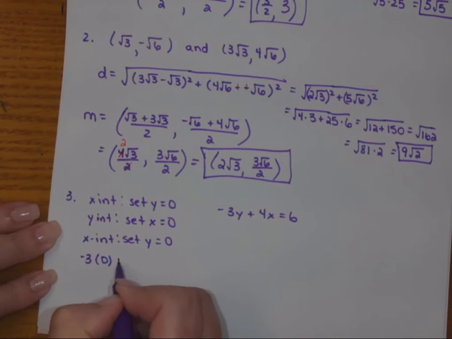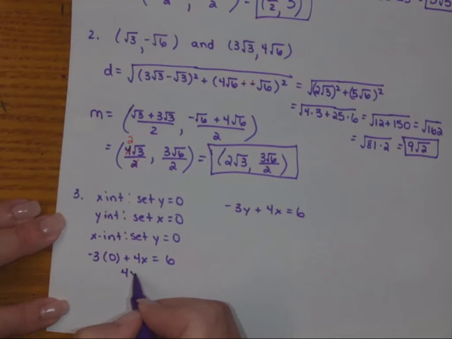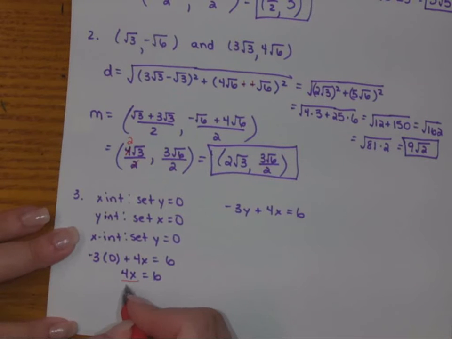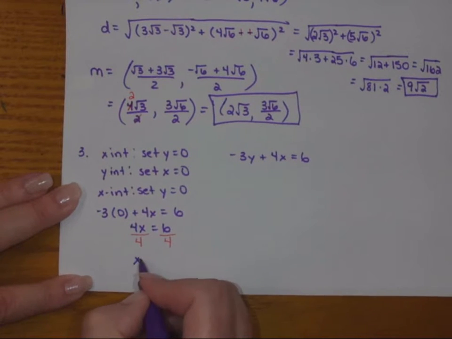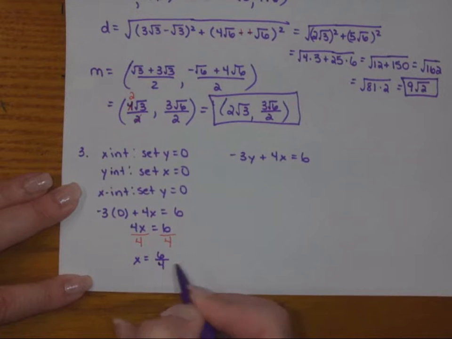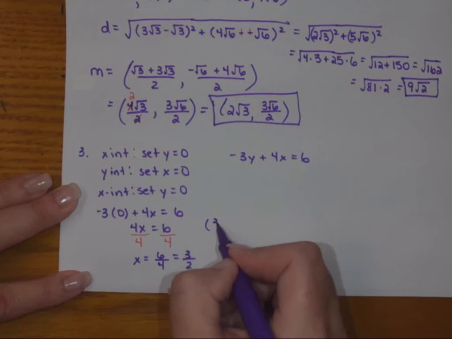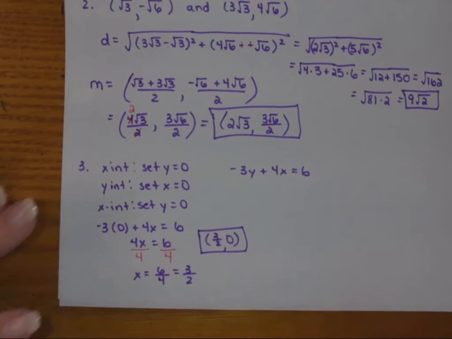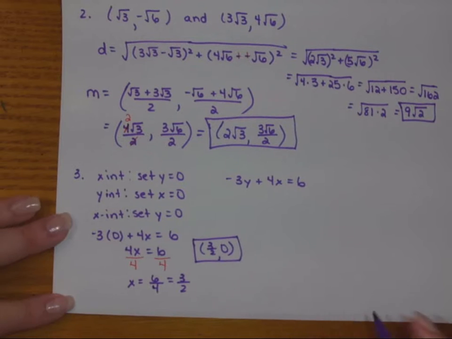So negative 3 times 0 plus 4x equals 6. So I end up getting 4x equals 6. And then if I divide by 4, I get x equals 6/4, but 2 goes into both 6 and 4, so that reduces to 3/2. Almost always I'm going to want you to write it as a point. On the test, if I want that, I'm going to specify that, but yeah, I want you to write that as a point.